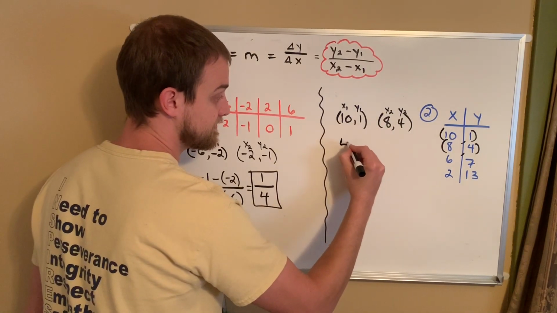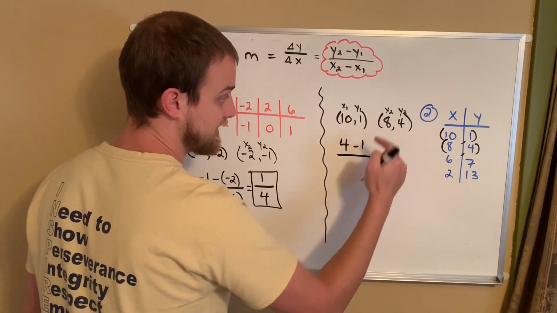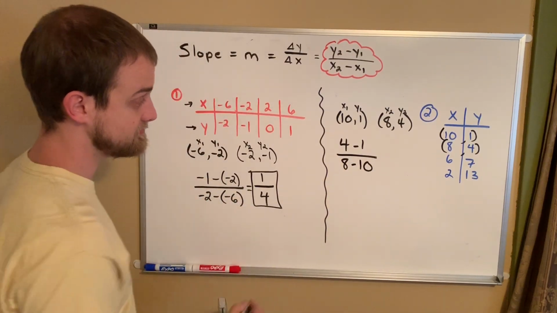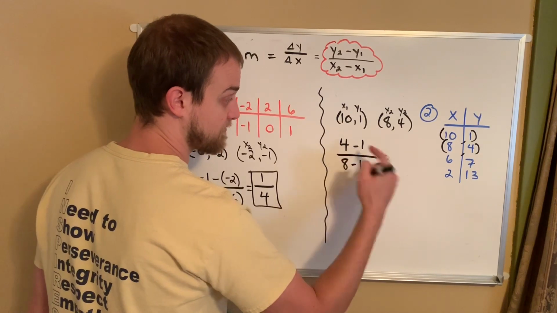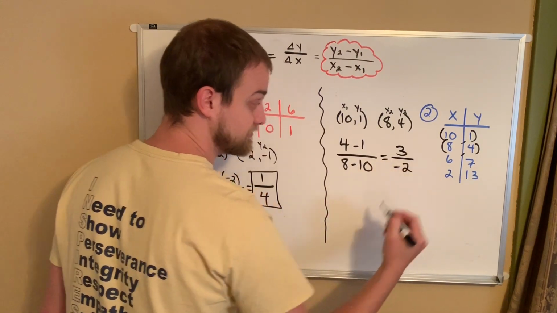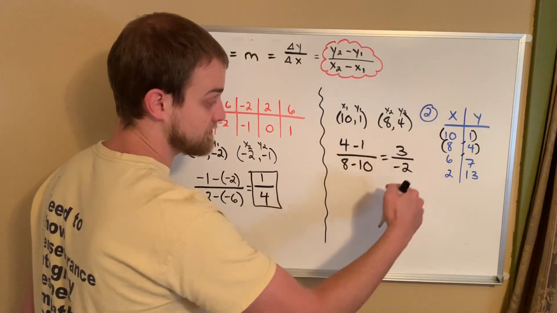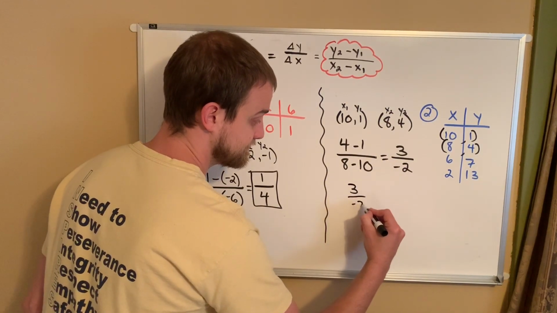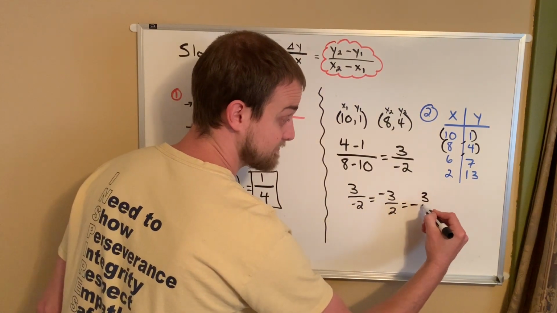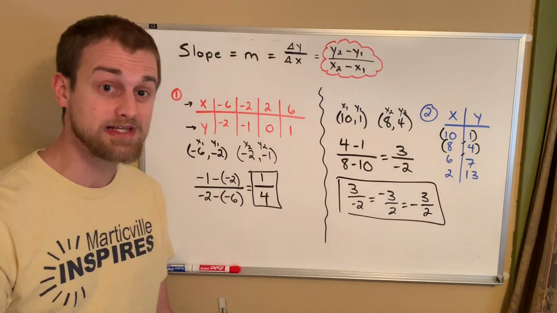My y2 is 4 minus my y1 is 1, over my x2 is 8, my x1 would be 10, so 8 minus 10. Do a little simple math here. 4 minus 1 is 3, over 8 minus 10 is -2. Remember, improper fractions are okay. One thing we can also remember is that 3 over -2 is the same thing as -3 over 2, which is the same thing as -3 halves. All three of these answers would be appropriate for this one. You could pick any one and they would be correct.